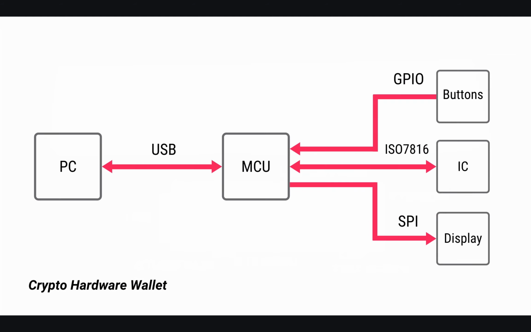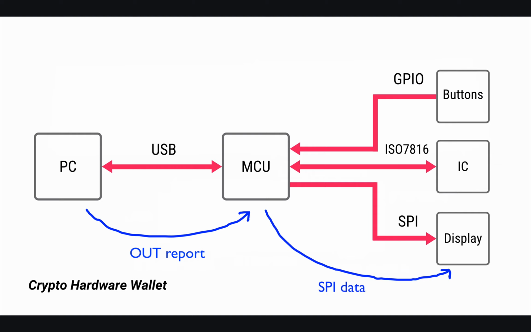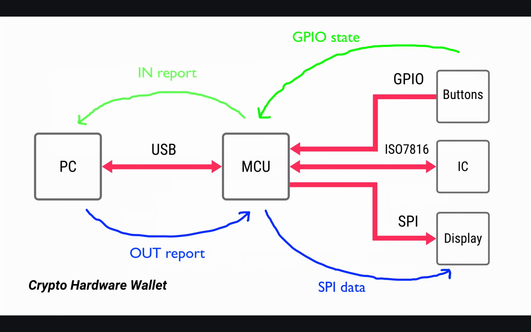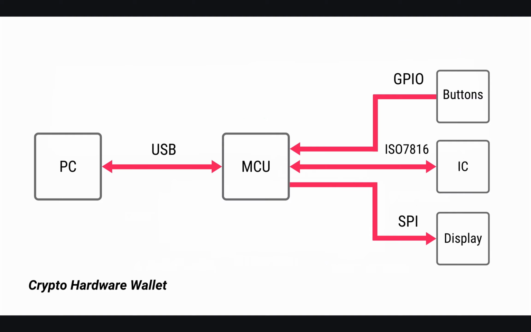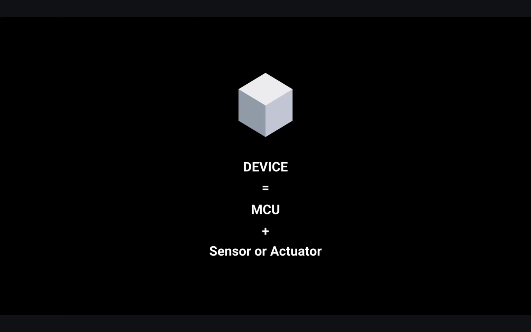Let's simplify this picture a little bit. In this schematic, multiple components interact with the MCU through different communication protocols. Data is traveling in both directions between the host and the device. For instance, the display is driven by USB reports that are then converted by the MCU to SPI data. On the other hand, button states are sent to the MCU then converted to USB reports. Therefore, a USB device is just a combination of an MCU and a sensor or actuator.